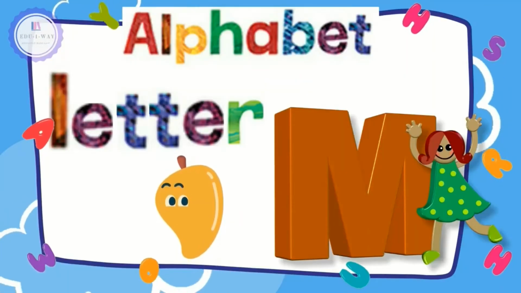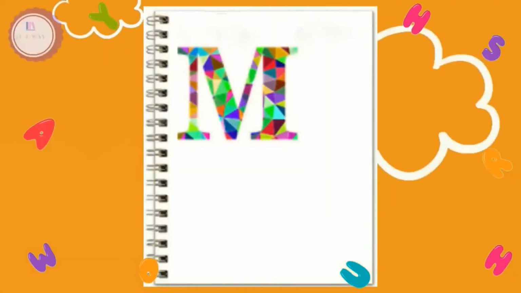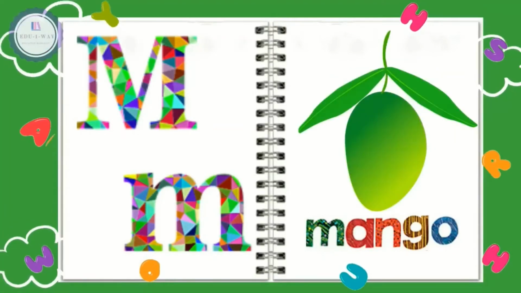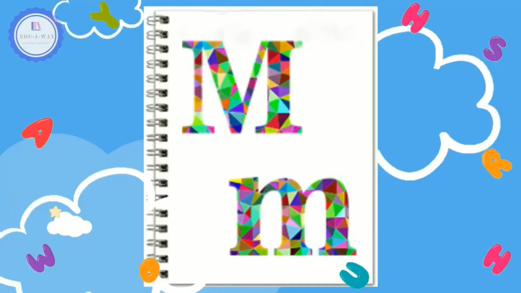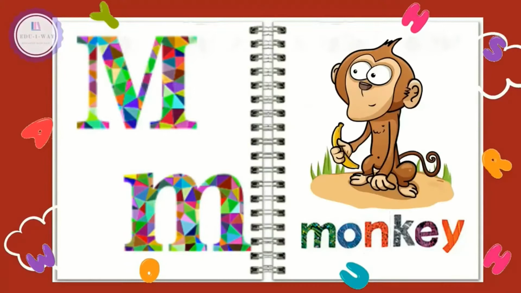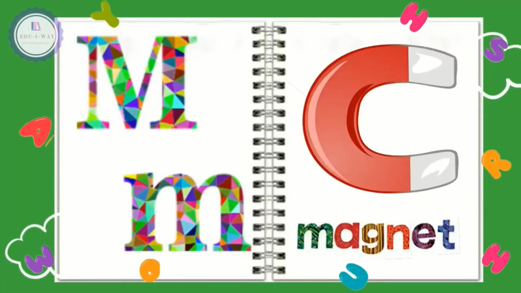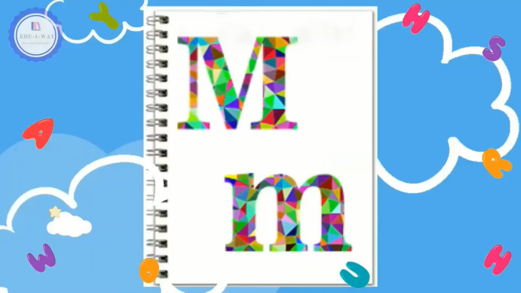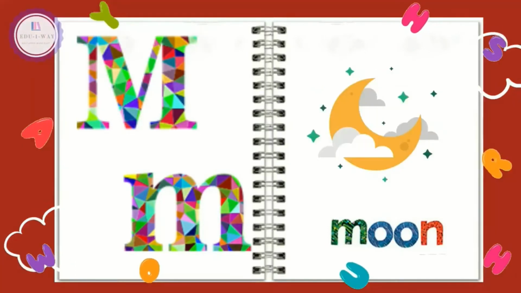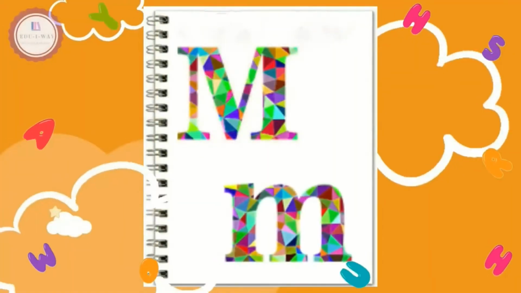Letter M. M, M. M for mango. Mango, mango, mango. M for monkey. M for magnet. Magnets, magnets, magnets. M for moon. Moon, moon, moon. Hey, let's do it again.